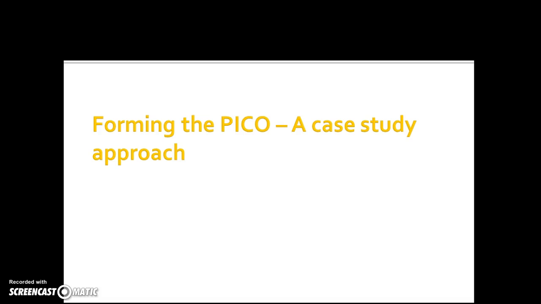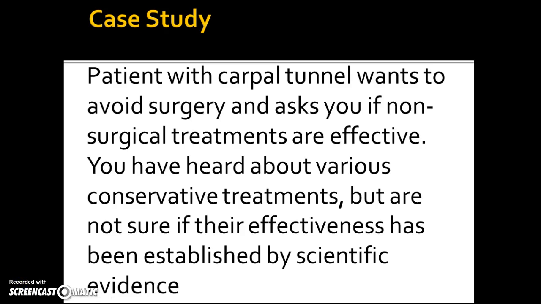So let us start by looking at hopefully a clinical case study that all of us can relate to, no matter which profession in the allied healthcare area we are in. So let's say you have a patient or a family member with carpal tunnel syndrome and they want to avoid surgery. So they come to you and they ask you if the non-surgical treatments that you know of are effective at reducing either pain, improving function when compared to the surgical procedure. And so you, the clinician, you've heard about various conservative treatments, but you're not sure if their effectiveness has been established by scientific evidence, right? So we really need to find out if there are non-surgical treatments that exist, and if they exist, how effective are they? And we're going to use our literature search and the research to drive our clinical decision making at the end of this case study.